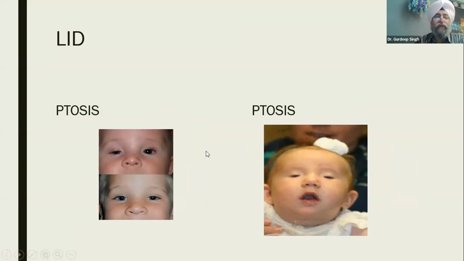The other kind of lid issue is, like we see, the ptosis here. This is a severe ptosis. This is a condition we call blepharophimosis syndrome. It has an association with other systemic anomalies also, usually with an autosomal dominant mode of transmission, and the associated systemic anomalies need to be looked into with the pediatric colleagues.